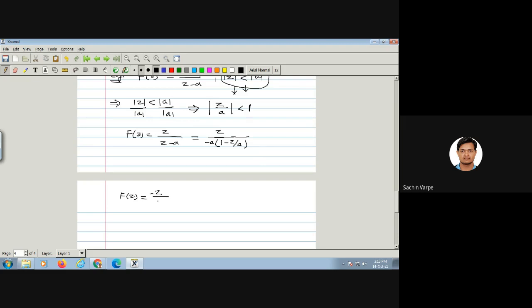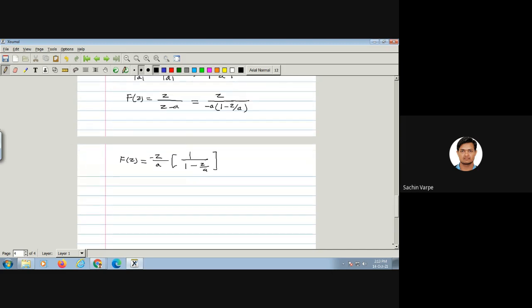if I write like this, minus z by a into 1 upon 1 minus z by a, then that will be of the form. And remember here the ROC is mod of z by a is less than 1. So of course this z transform exists there. We have the ROC now, we are not trying to find it. In that ROC only, we are doing these calculations. So that is equal to minus z by a.